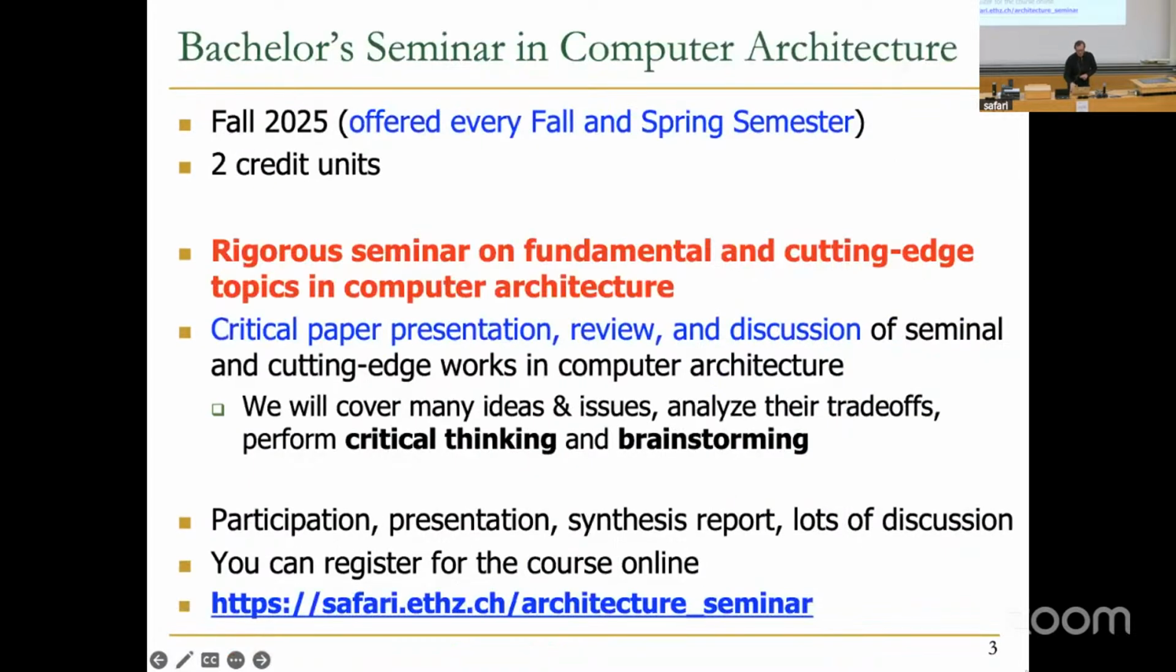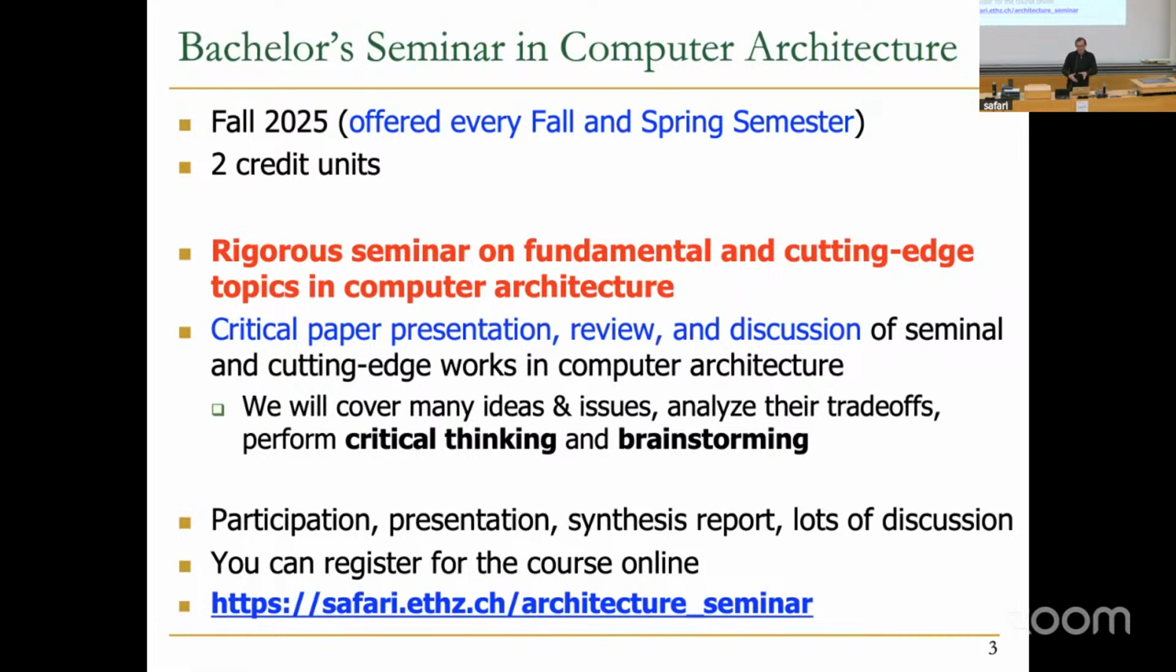Okay, so I would also maybe publicize the bachelor's seminar. If you're interested in these topics, again, I would suggest taking the bachelor's seminar course next fall or later. Essentially, this is a rigorous seminar on reading papers and presenting them and reviewing them and discussing them. And we emphasize a lot critical thinking and brainstorming on cutting edge as well as some really old papers.